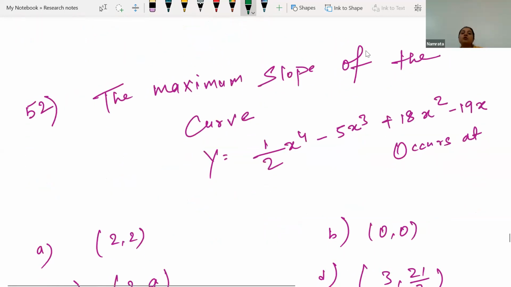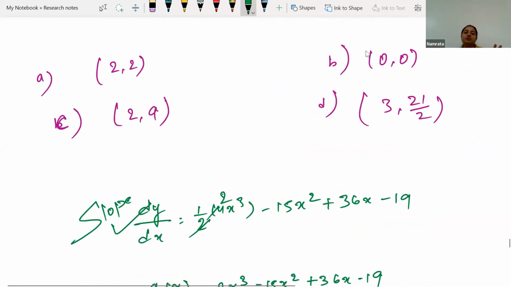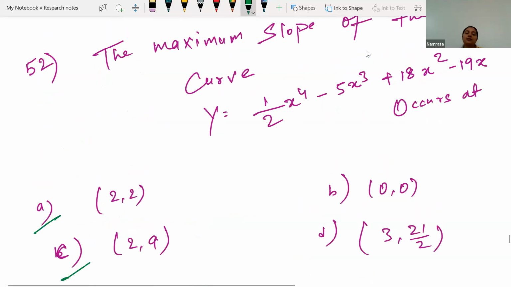The maximum slope of the curve occurs at... Okay, so the coordinate we have to find. x equals 2 we have found. So maybe A or C is the correct option. So the maximum we have to find, so the y value we also have to find here.